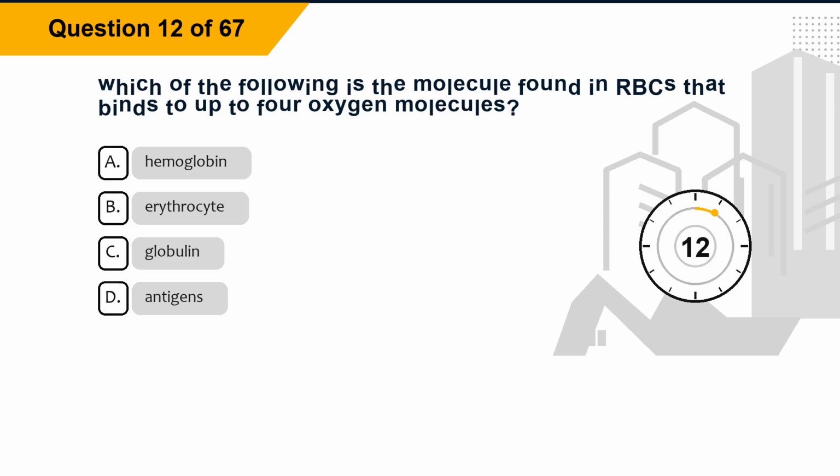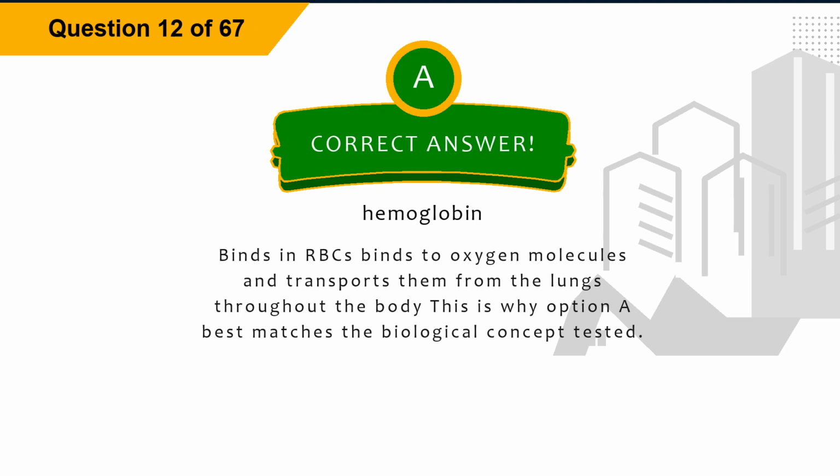Question 12. Which of the following is the molecule found in RBCs that binds to up to 4 oxygen molecules? Option A, hemoglobin. Option B, erythrocyte. Option C, globulin. Option D, antigens. The correct answer is option A, hemoglobin.